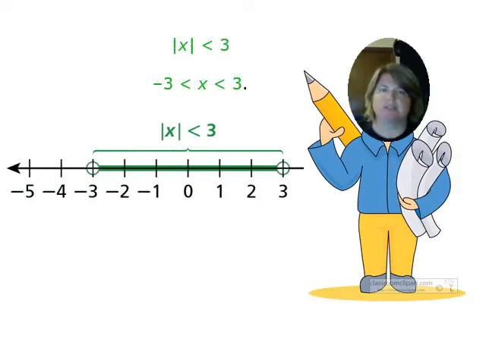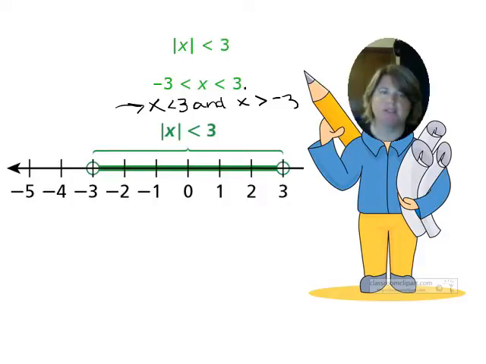Now let's consider the absolute value of x is less than 3. That is the distance that 3 is from 0, as well as all the numbers that are smaller than 3. So we have the part on the left side of 0 and the part on the right side of 0. Another way to write this is x is less than 3 and x is greater than -3. That might be a little easier to understand than how the book wrote it.